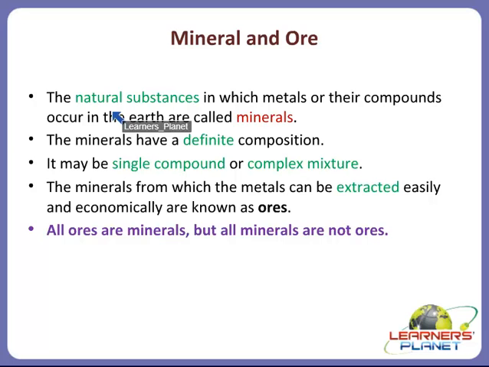The natural substances in which metals or their compounds occur in the earth are called minerals. Just now I told you that the metals which are reactive exist in a combined state, that is, in the form of their specific compounds. Okay. Now, minerals are what? These are the natural substances in which metals or their compounds occur in the earth.